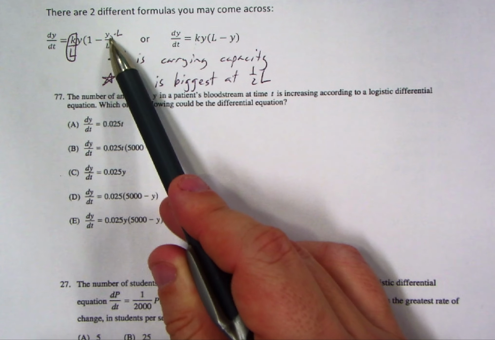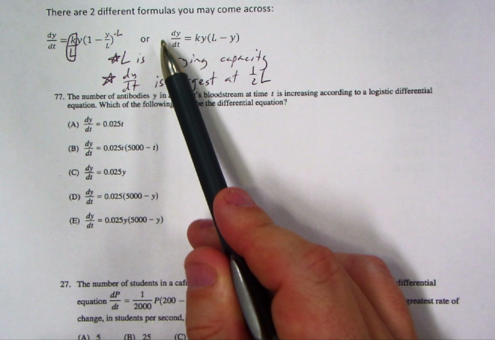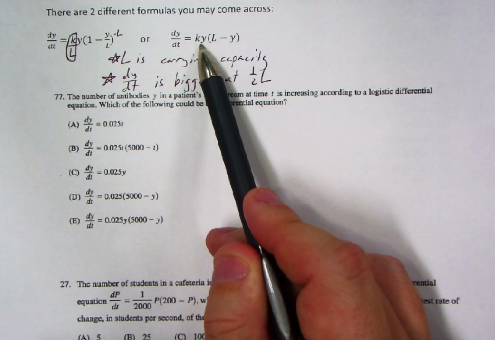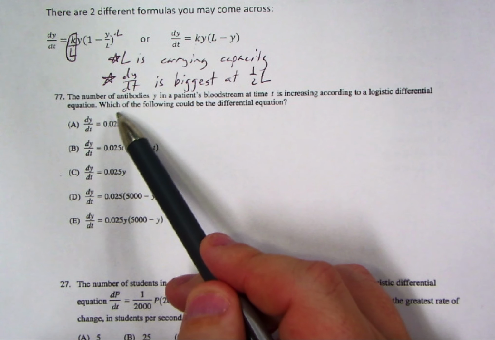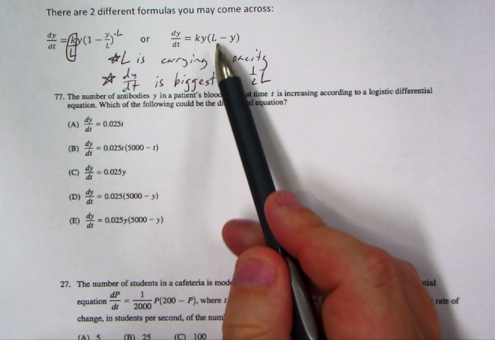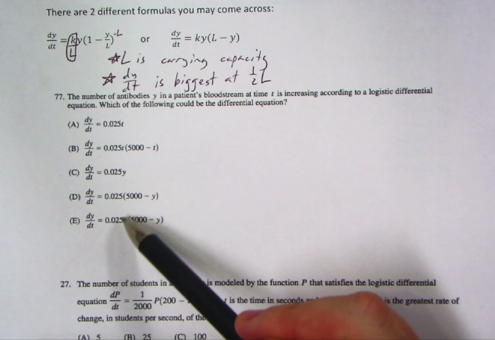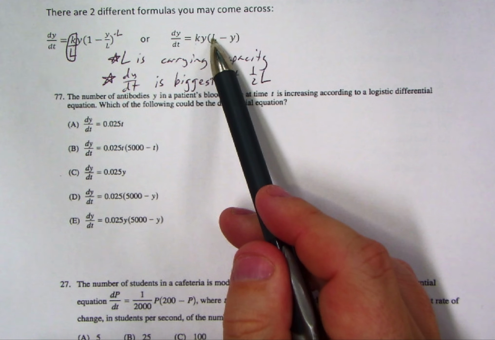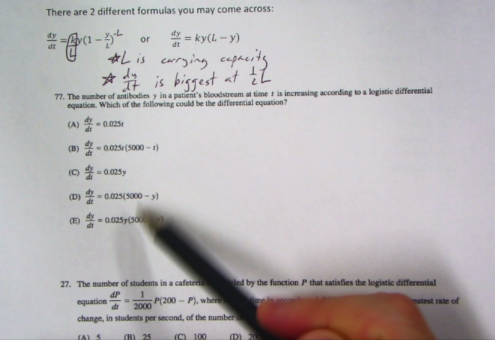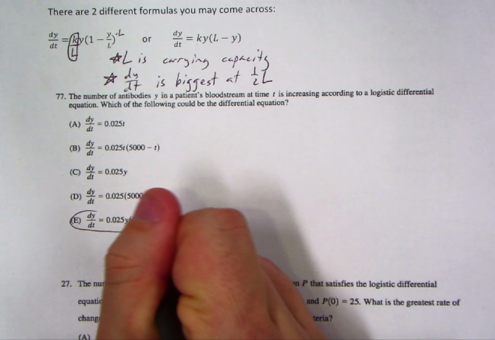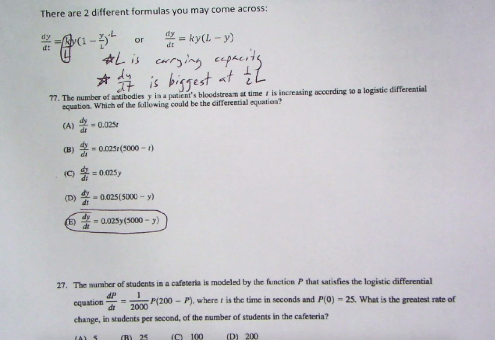Well, I notice I don't see a fraction, so I'm really trying to get it into this second form here. So some K value, which that's what the 0.025 is, times Y, and then times some number minus Y. And so you can match that up with E right here. This is just them seeing, do you know what the logistic differential equation form is to begin with? Pretty straightforward.